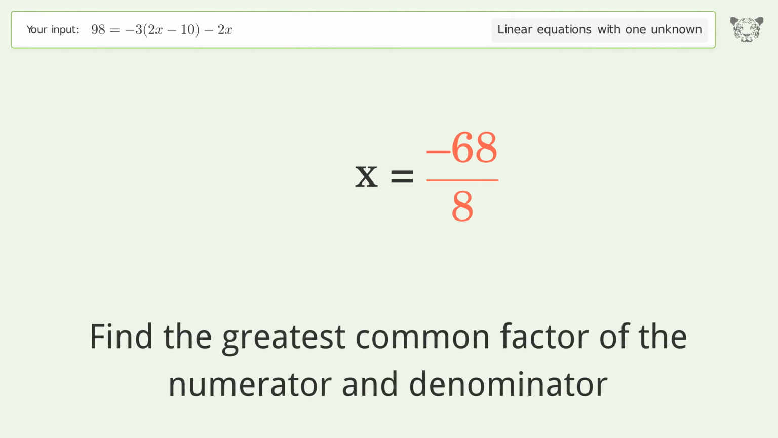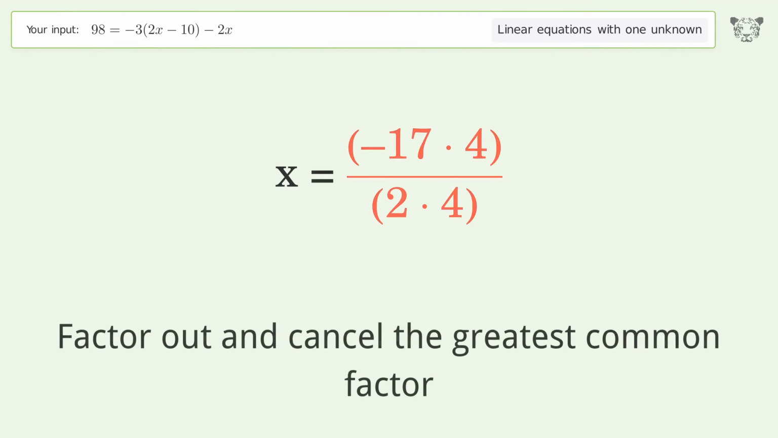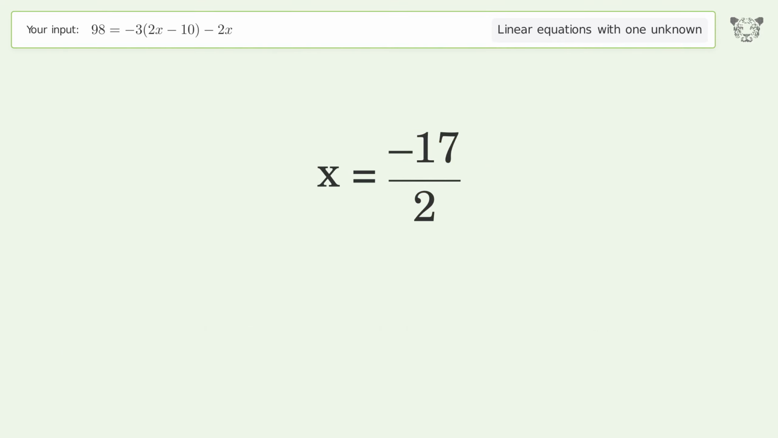Find the greatest common factor of the numerator and denominator. Factor out and cancel the greatest common factor. And so the final result is x equals -17/2.